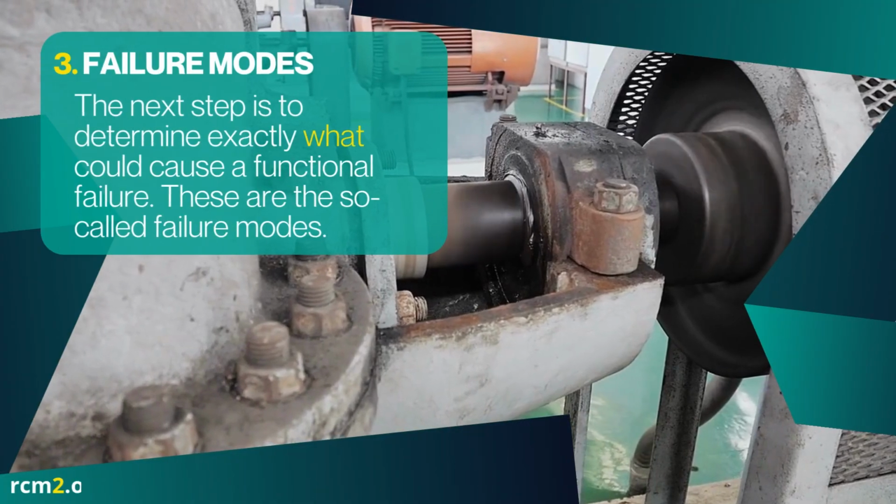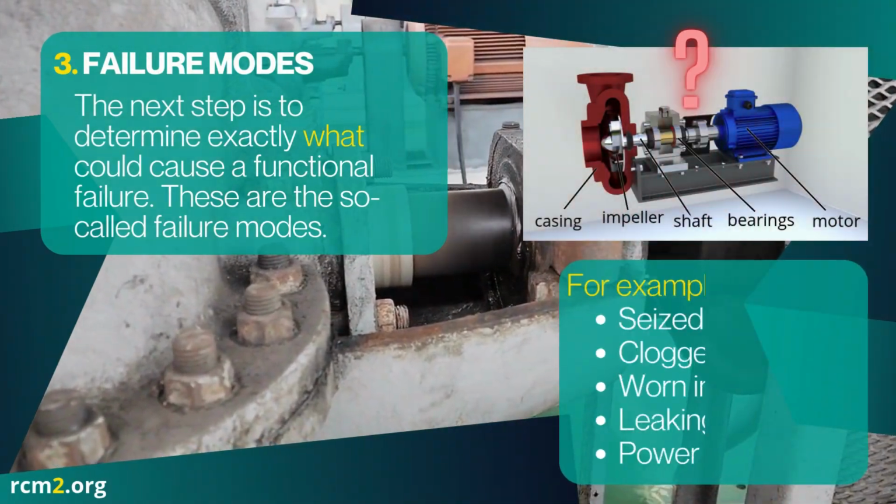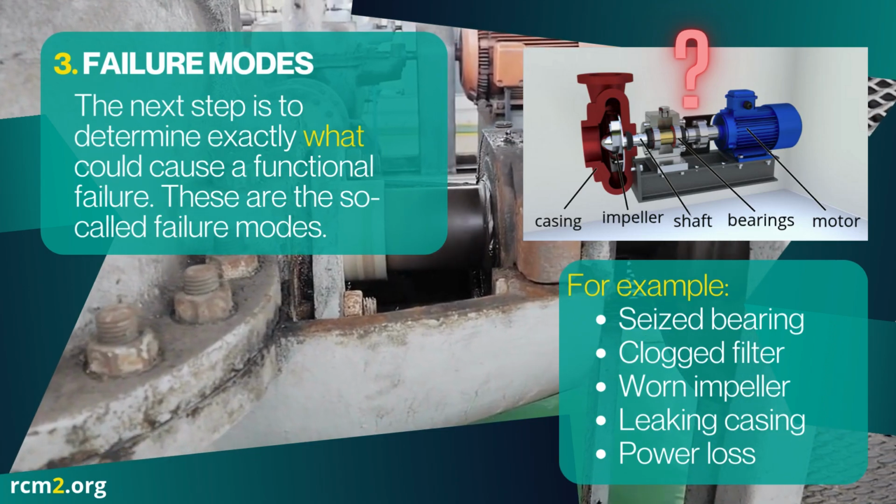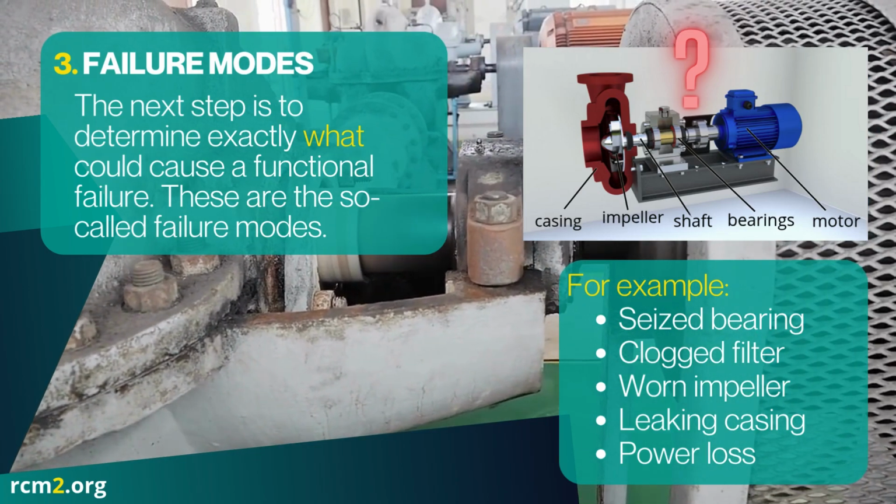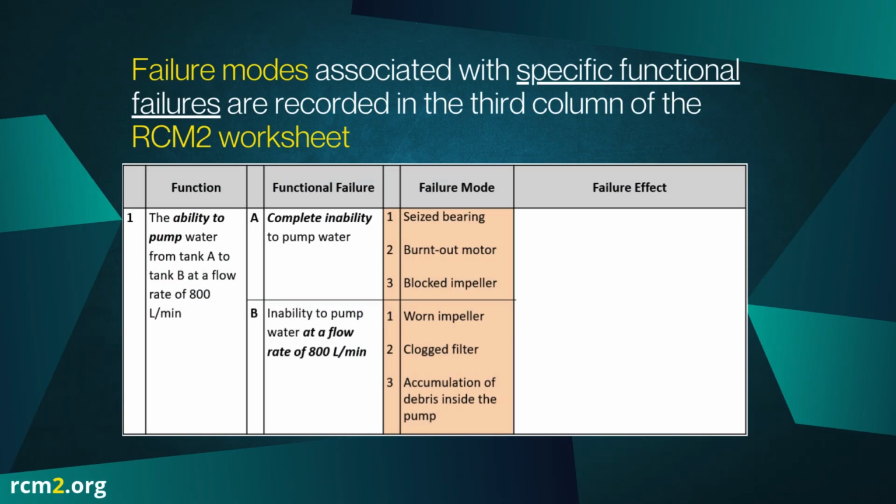The next step is to determine exactly what could cause a functional failure. These are the so-called failure modes. Failure modes associated with specific functional failures are recorded in the third column of the RCM2 worksheet.